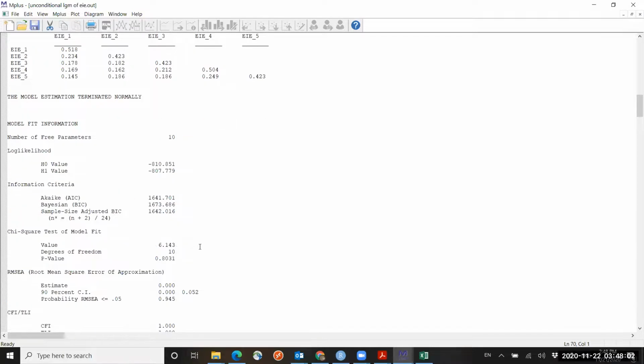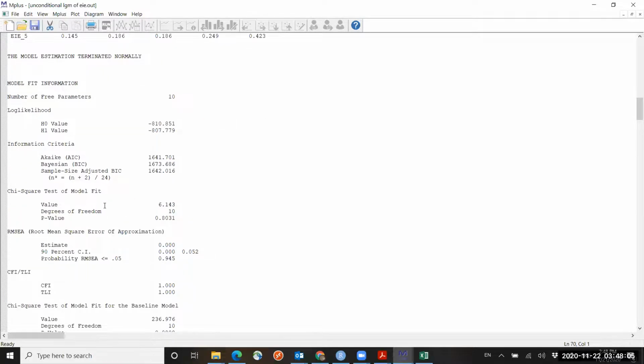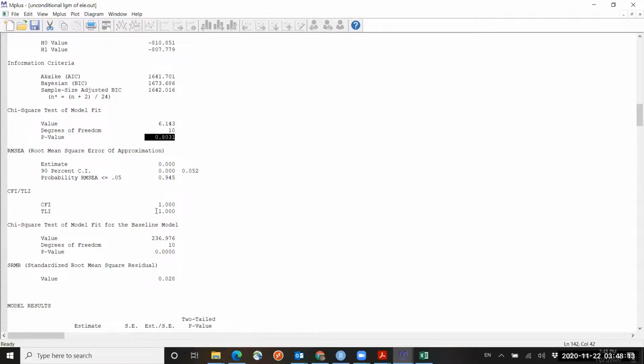So the first thing we do is look at model fit. So the chi-square was 6.143. So model fit is exact. The chi-square is not significant. The fit indices CFI and TLI showed that it is close fit. The root mean squared error shows that it is close fit, as well as SRMR.